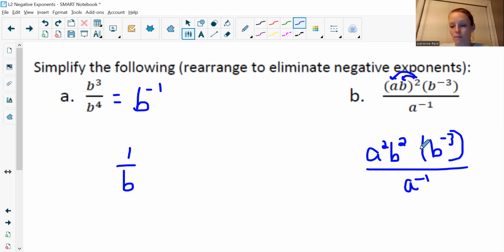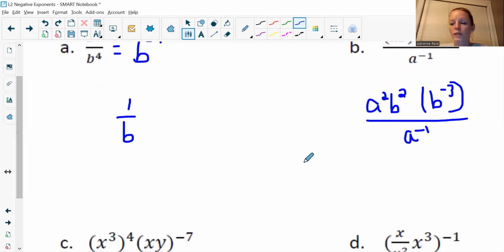Okay, so I'm just going to worry about the top right now. In the top, I have a's and b's. I can only collect like terms. So the a can have nothing done to it. It's still just going to be a squared. And I'm multiplying these b's, so that means adding exponents. So 2 plus -3 is going to be -1.